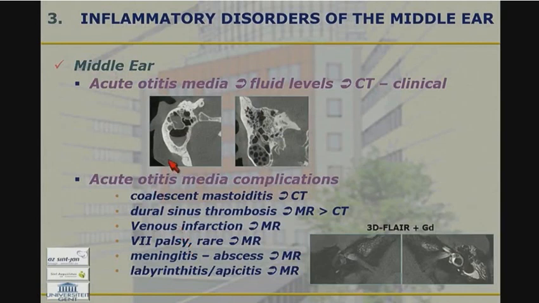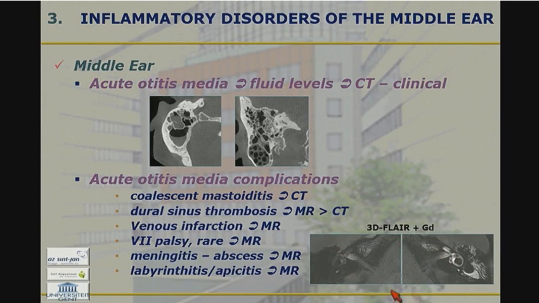Now, my second part of the lecture is about inflammation. Now, inflammation in the middle ear, you can have acute otitis media. That's the field of CT scan, where you have fluid levels, where you have coalescent mastoiditis, abscess. You see that on CT. But once you get into the complications like thrombosis from the infection, like facial nerve palsy, meningitis, abscess, labyrinthitis, petrositis, you go to MR.